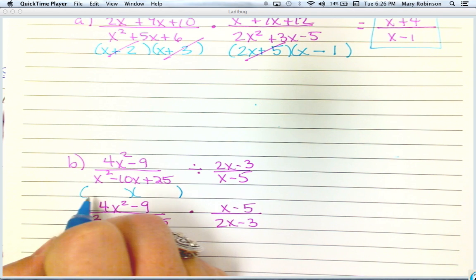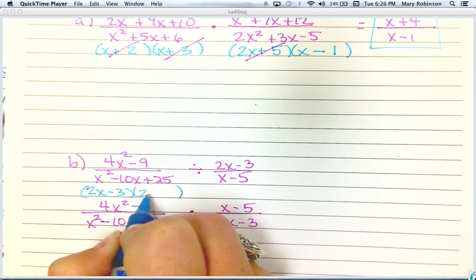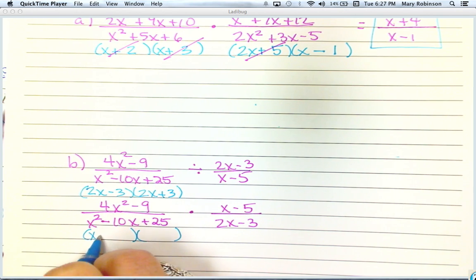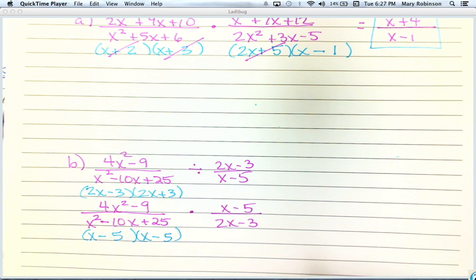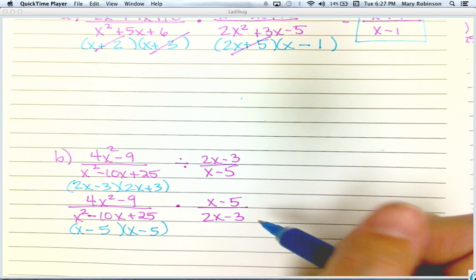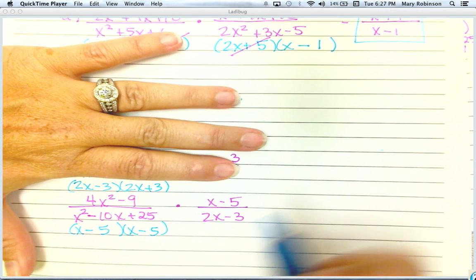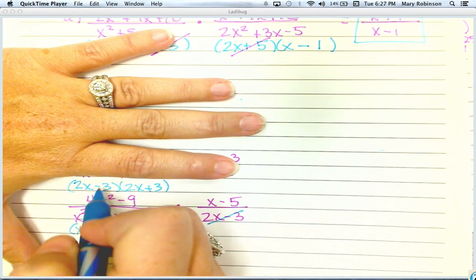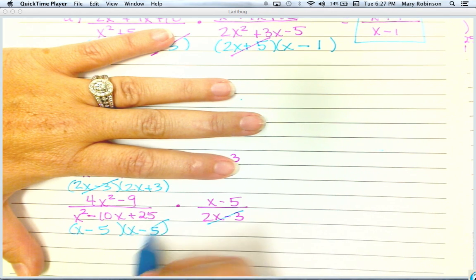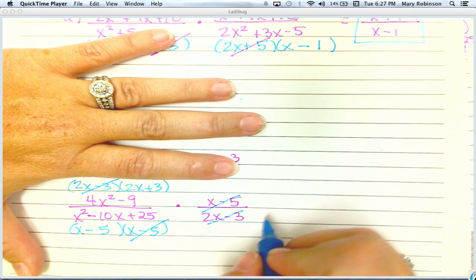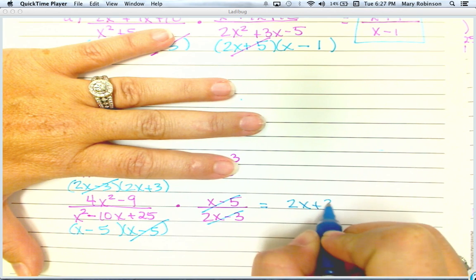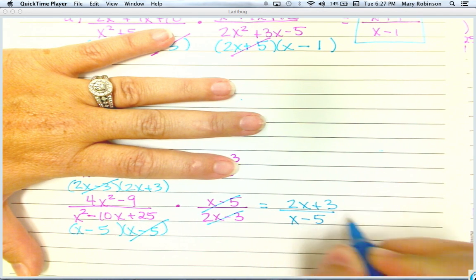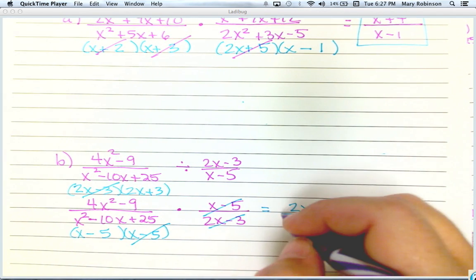Notice 4x squared minus 9 is a difference of squares. And down here, this trinomial factors into x minus 5 and x minus 5. And then that's all you can factor. So let's look here in the blue and what we've got here in purple. The 2x minus 3s will cancel, and one of the x minus 5s will cancel. So what remains up top is 2x plus 3, and that's all. And on the bottom, all we have remaining is x minus 5. And that would be our answer.